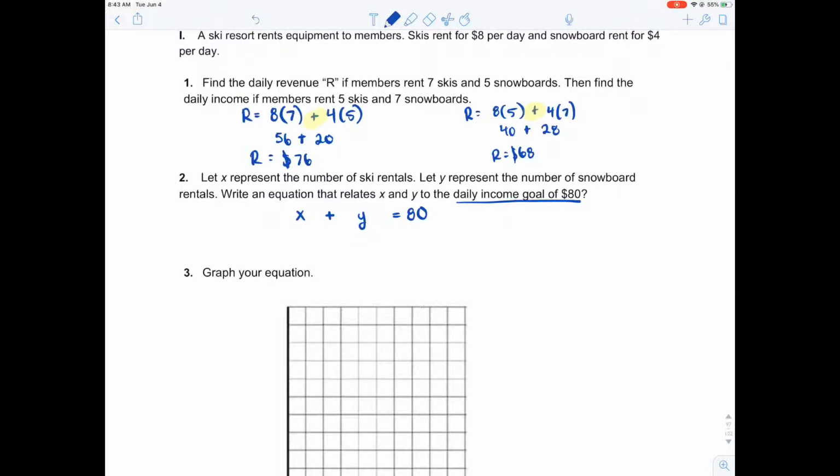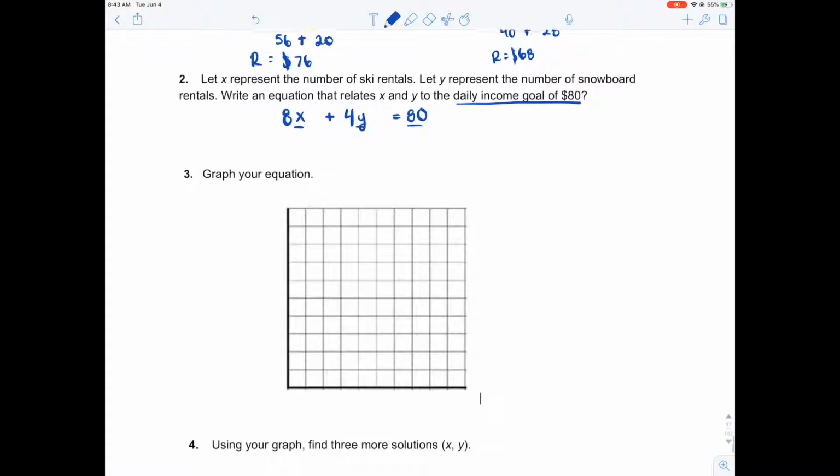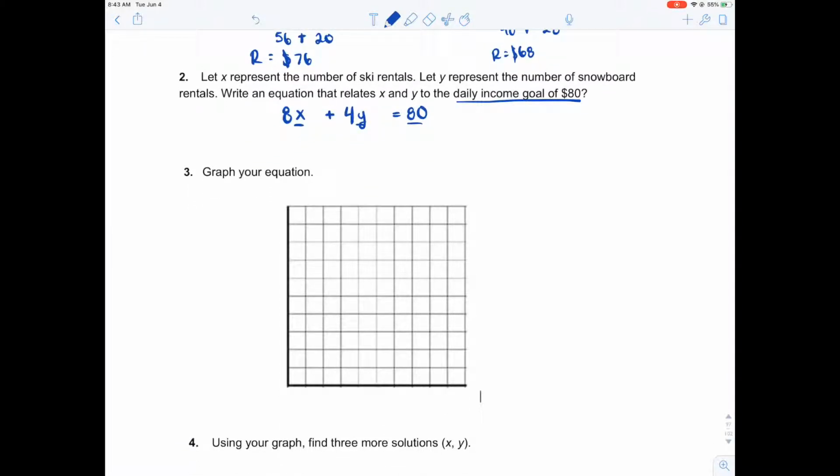You may be thinking, well, Mr. RG, something might be wrong because the number of ski rentals, X, plus the number of snowboard rentals shouldn't be 80. It's the daily income. So we're going to add the prices onto this equation. So skis rent for $8 per day, so now we have 8X. And then snowboards rent for $4 per day. And so now we have an equation like this. 8X plus 4Y is equal to 80.